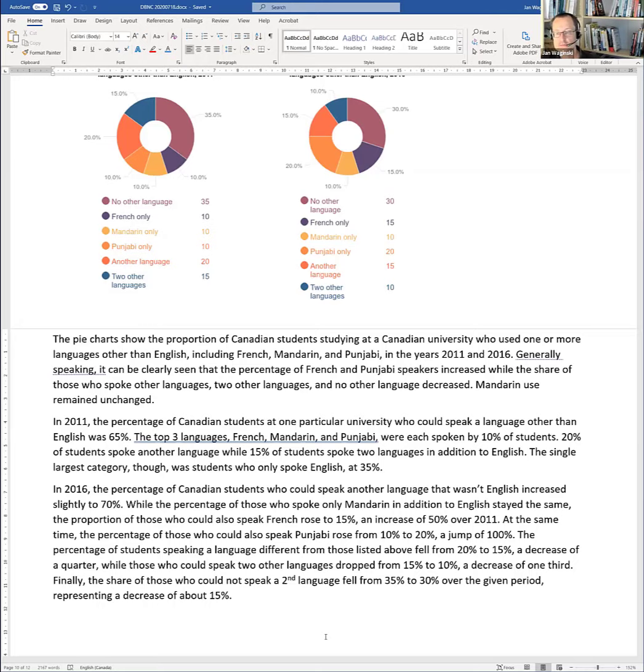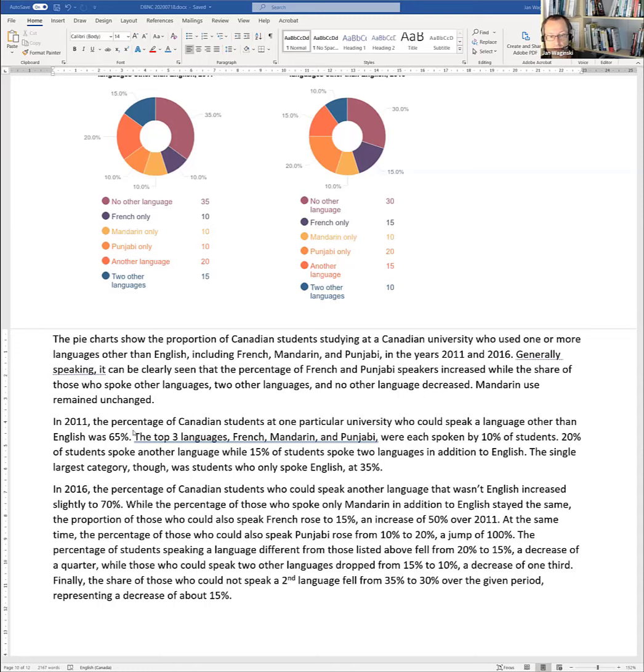Okay, generally speaking, it can be clearly seen that the percentage of French and Punjabi speakers increased while the share of those who spoke other languages and no other language decreased. Mandarin use remained unchanged. In 2011, the percentage of Canadian students at one particular university who could speak a language other than English was 65%.